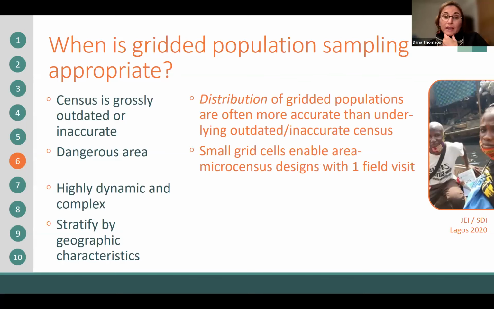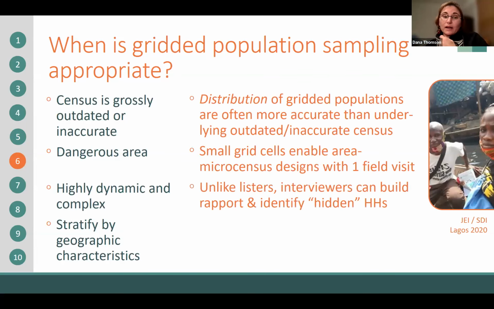Also, if you are working in a dangerous area or a highly dynamic and complex area, for example, Kathmandu is a great example where there's just a lot of people moving in, there's a lot of seasonal migration. There are people living in very atypical housing arrangements because of housing crises. In those settings, you might be interested in doing a sample design that only requires one field visit, where the listing happens at the same time as the interviews.